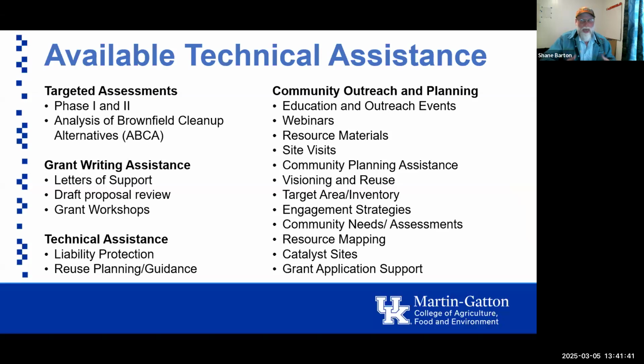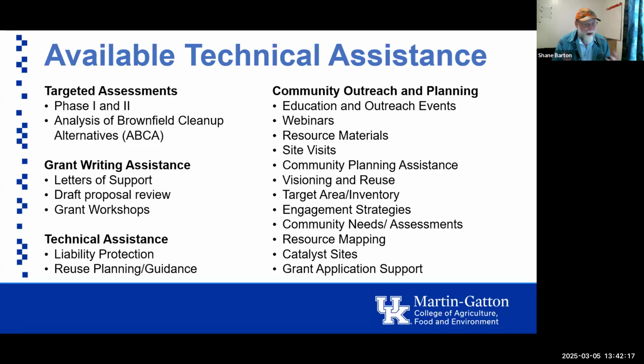Okay. Now, as we wrap up here today, I do want to share some available resources that myself and Kirsten and Tyler can help provide. So again, we've mentioned phase ones and phase twos. Also, the ABCA, which I have not mentioned, is an analysis of cleanup alternatives that helps you think about what I would need to do with this contaminated site to make it safe for my prioritized reuse. So the State Brownfield Office has available resources to help you conduct those phase ones or phase twos.